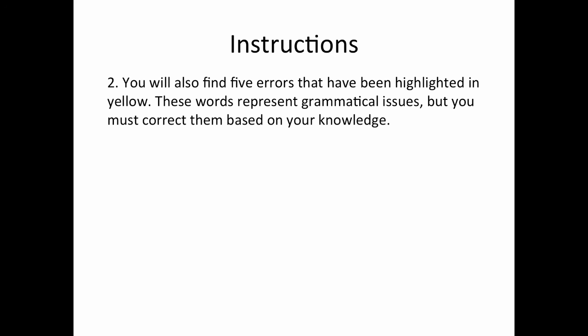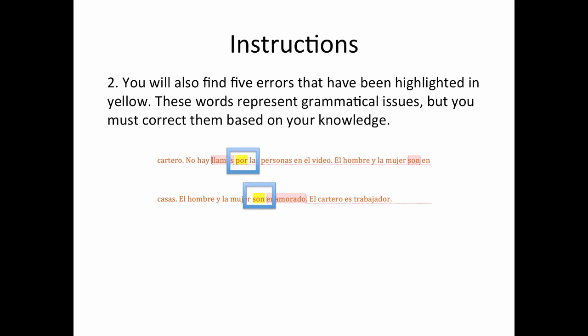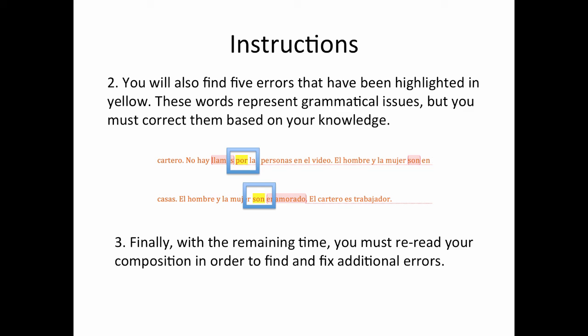You will also find 5 errors that have been highlighted in yellow, like the following ones. In this case, por and son. These words represent grammatical issues, but you must correct them based on your knowledge. You must revise these type of errors after finishing those that show or reflect some comments. Finally, with the remaining time, you must reread your composition in order to find and fix additional errors that might not have been highlighted.